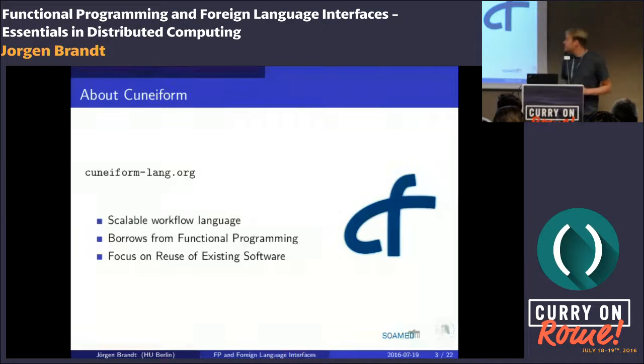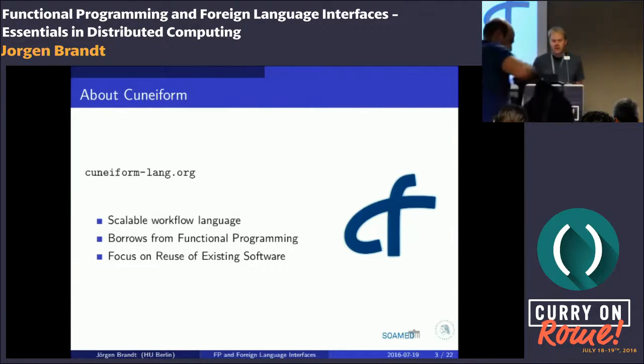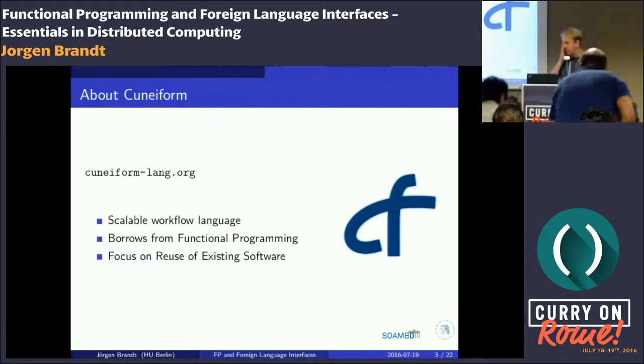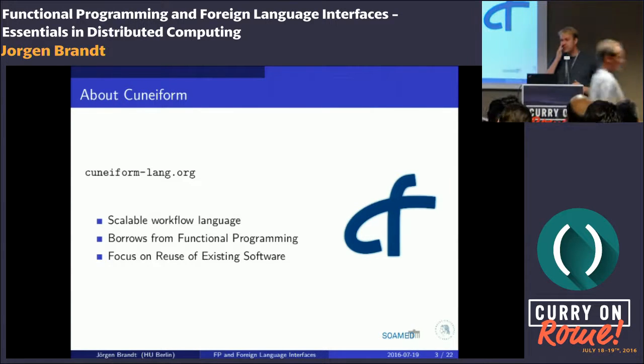And this language, Cuneiform, as I said, is a scalable workflow language, and it borrows from functional programming a lot and allows the reuse of existing software, which is quite important, I think, because people who are willing to do scientific data analysis don't want to first port their software or write wrappers for using them.